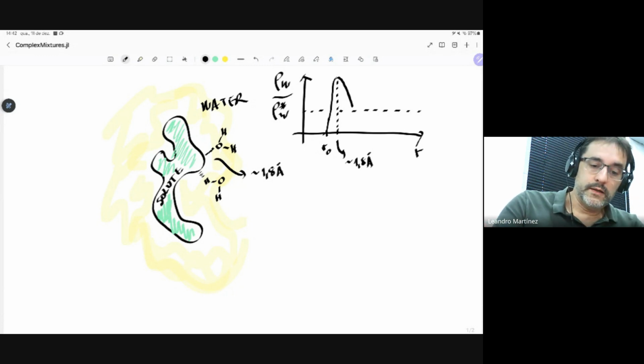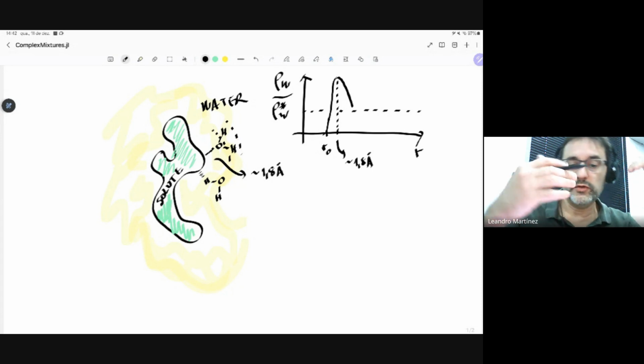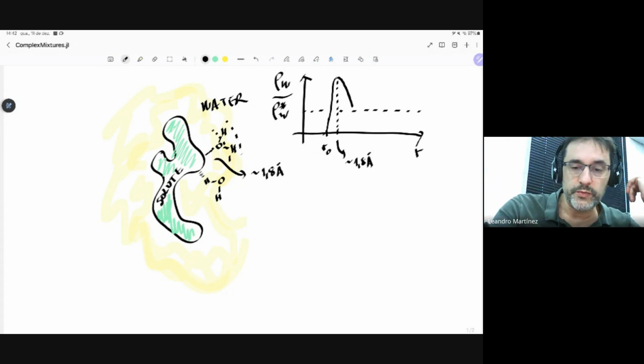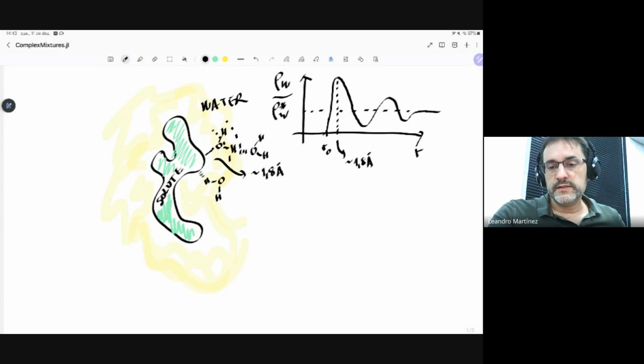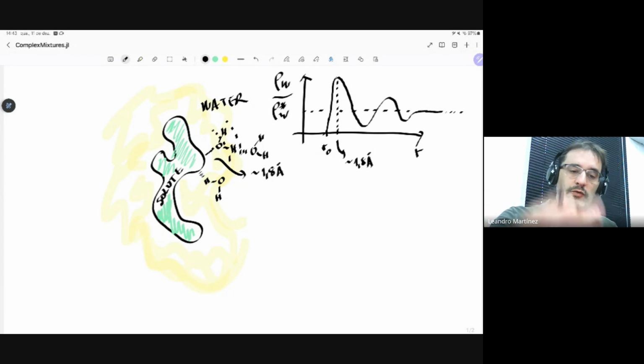Okay, then since this water molecule is forming a hydrogen bond here, there is an intermediate region where there is not another water molecule, and there will be a depletion region. Then there will be water molecules forming hydrogen bonds with the first water molecules, and then there will be another accumulation, and so on. And at long distances, this distribution function converges to 1 because when one is far from the protein, there is no more correlation of the presence of the protein and the distribution of the solvent.